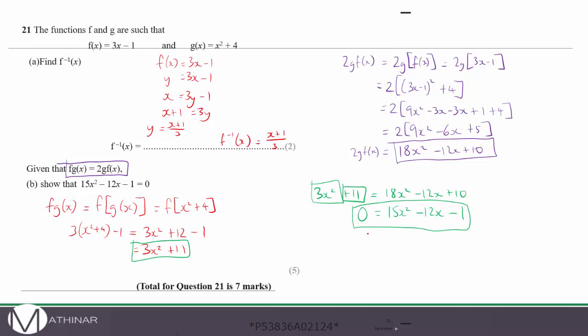Notice that here you do not need to go on and solve this. The question is just show that it's equal to that. So don't waste time trying to solve it, because the question is not asking you to do so. And that will get you full marks.